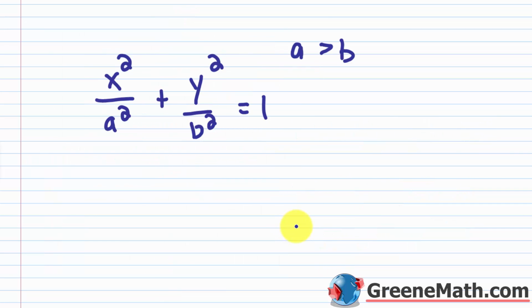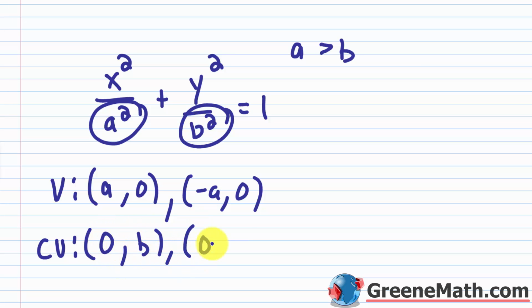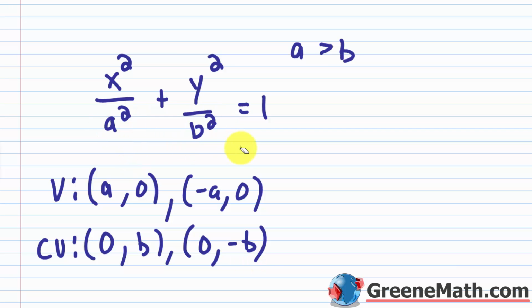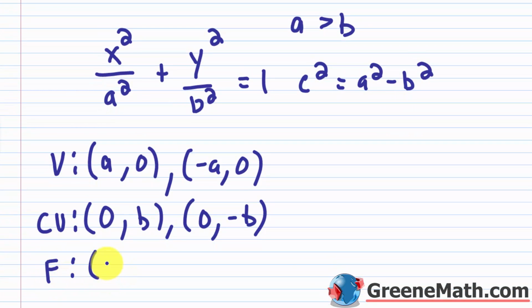So in this particular case, your vertices are given as what? All I have to do is take the principal and negative square root of that number. So I would say (a, 0) and (-a, 0). For the covertices, I take the principal and negative square root of that number, so (0, b) and (0, -b). And then the foci: remember c squared equals a squared minus b squared. Once you find the value of c, you have (c, 0) and (-c, 0). So you can plug in and figure that out.